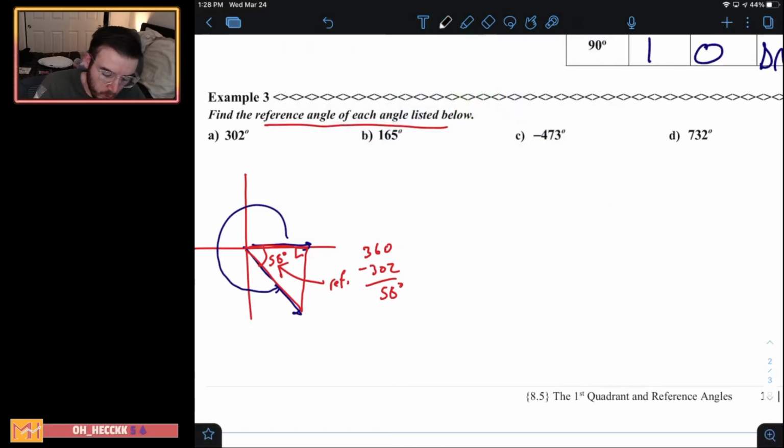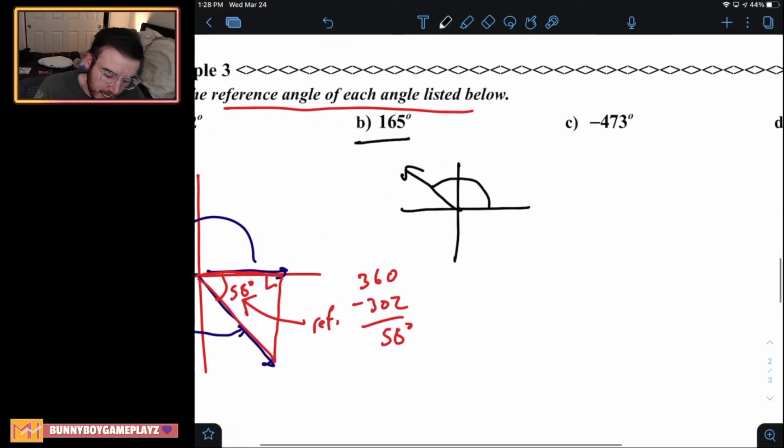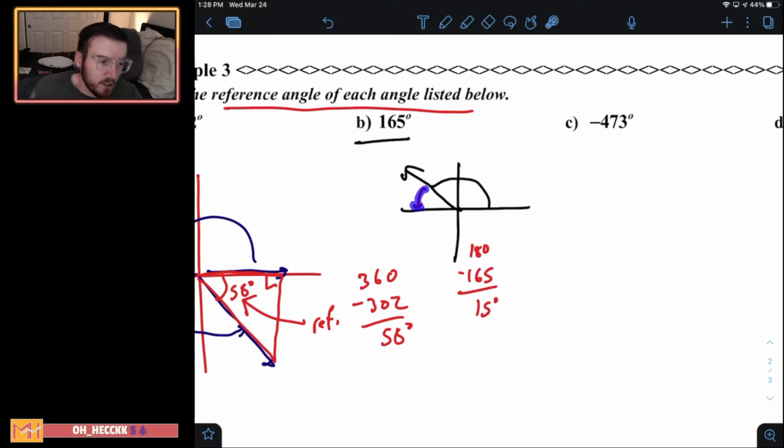So 165, where is 165? This is 90 and this is 165-ish, right somewhere there, right? How much further do I have to go? 180 minus 165 is 15. Right? How much further do I have to go to get to 180? I have 15 degrees more to go.